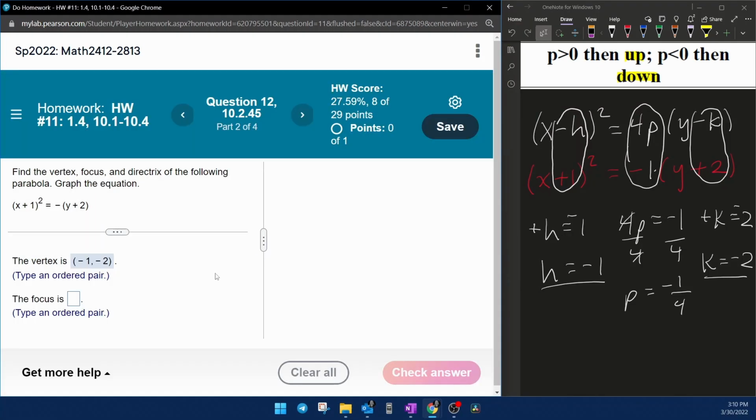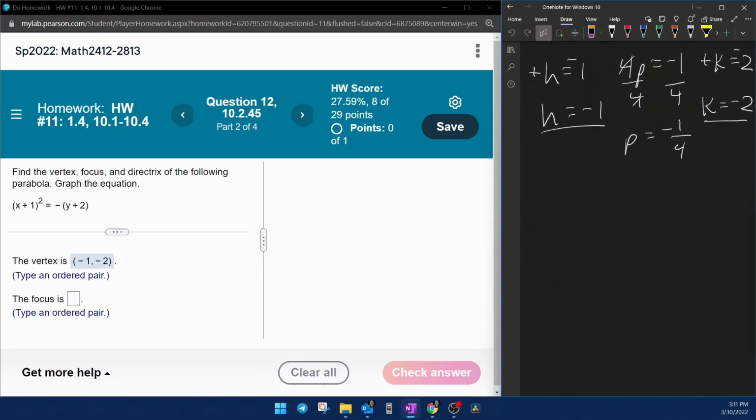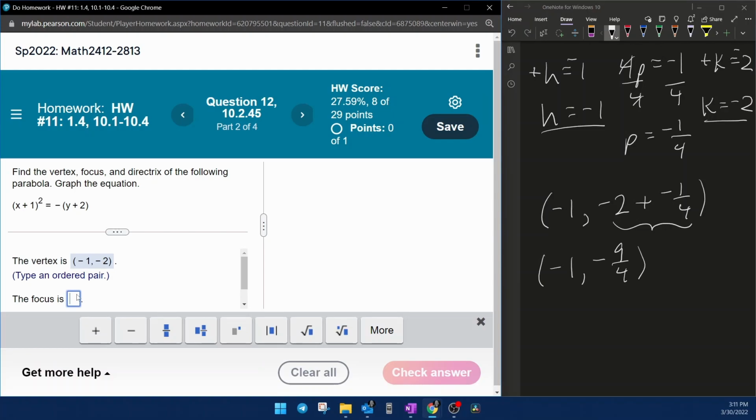And we're good. Next, they want the focus. So we're going to scroll up. We can see the focus is (h, k plus p). So the focus is going to be (h, k plus p), and we're going to need to do a little bit of arithmetic there. So adding negative 2 plus negative 1/4, that would give me negative 2 1/4, which is negative 9/4. And then inputting our focus as an ordered pair, (-1, -9/4).